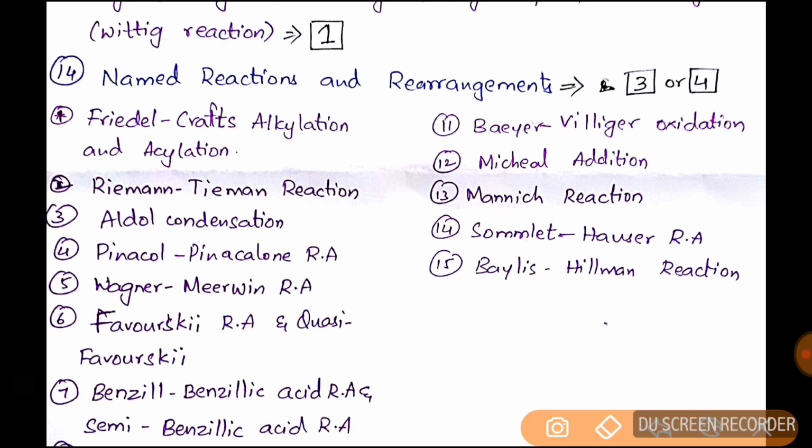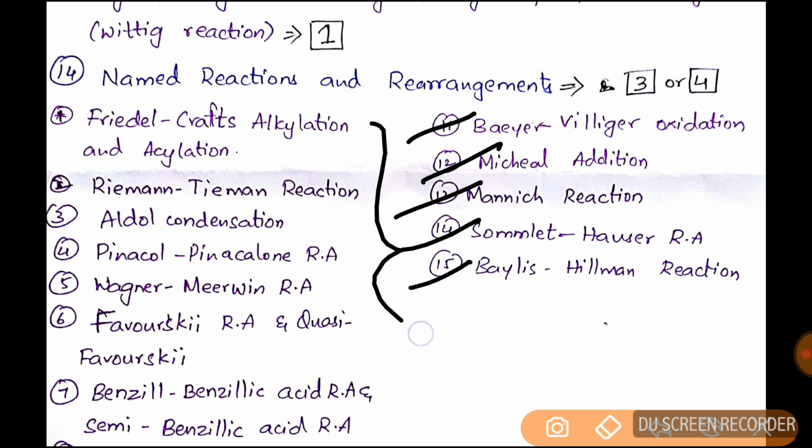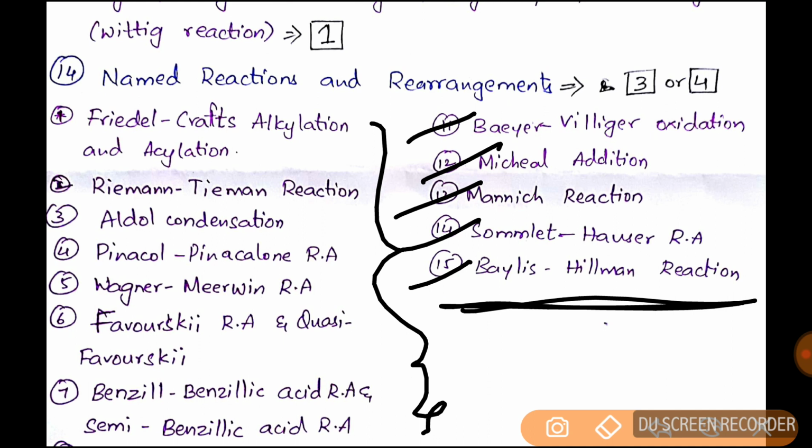And if you're good with all these 10, you can go through these reactions, guys, that is Baeyer-Villiger oxidation, Michael addition, Mannich reaction, Sommelet-Hauser rearrangement, and Baylis-Hillman reaction. So if you are good with all these 10, and if you have time, you can go through these reactions also, guys. Okay, so these are the organic topics. And as I have given you this weightage also, 3 or 4 questions will be coming from named reactions and rearrangements.